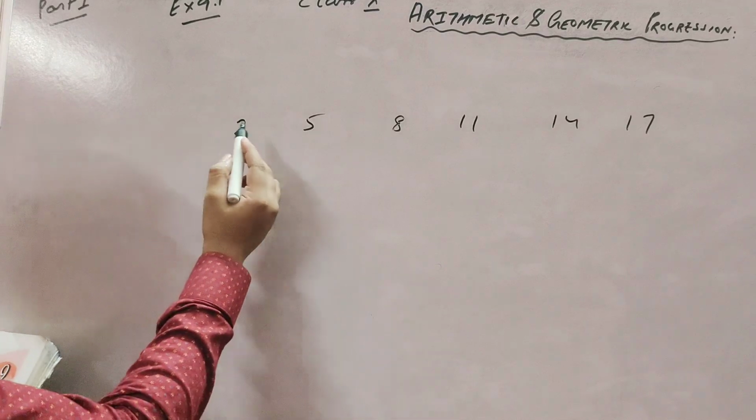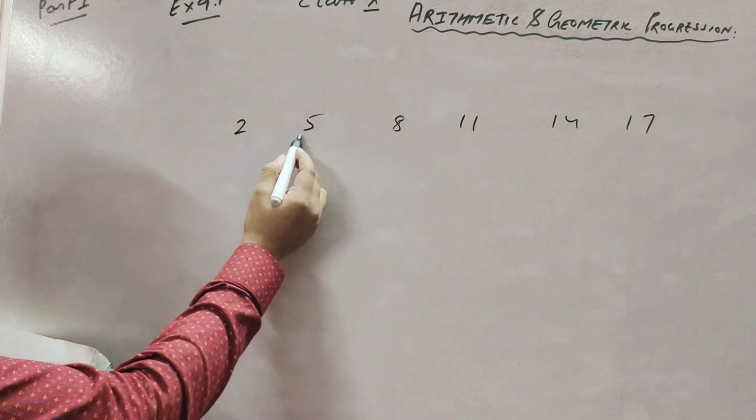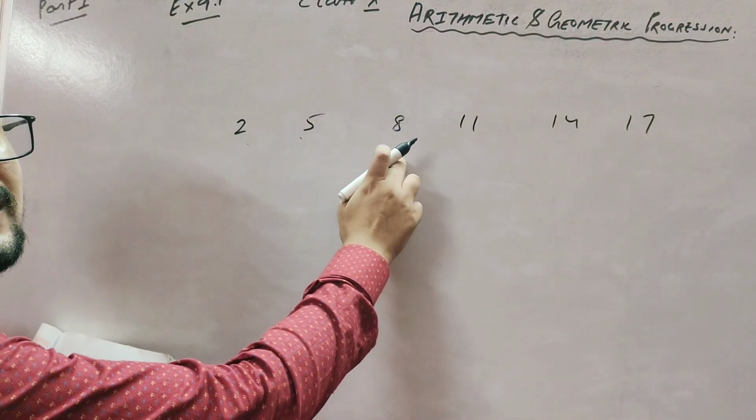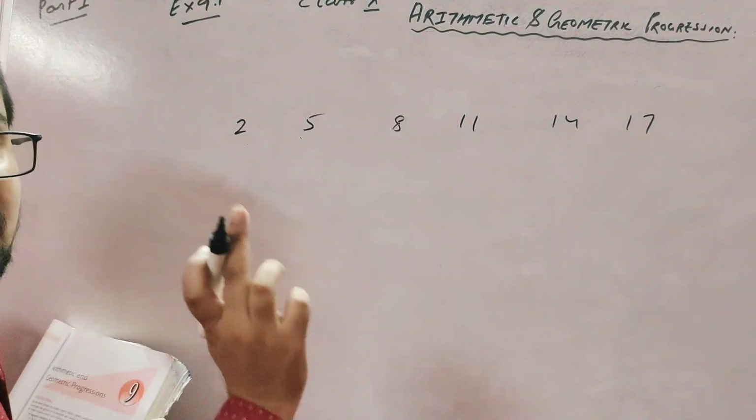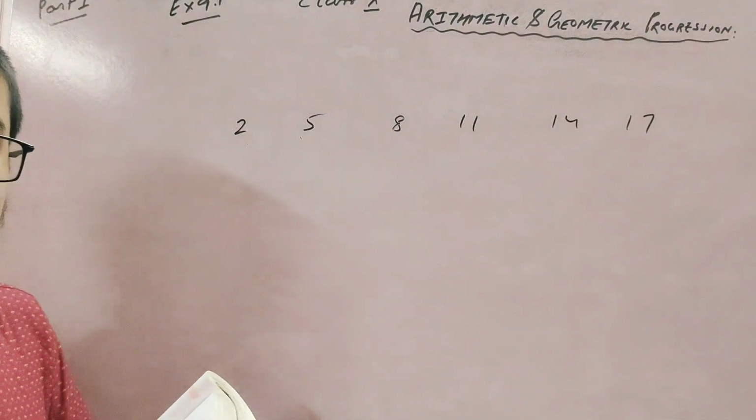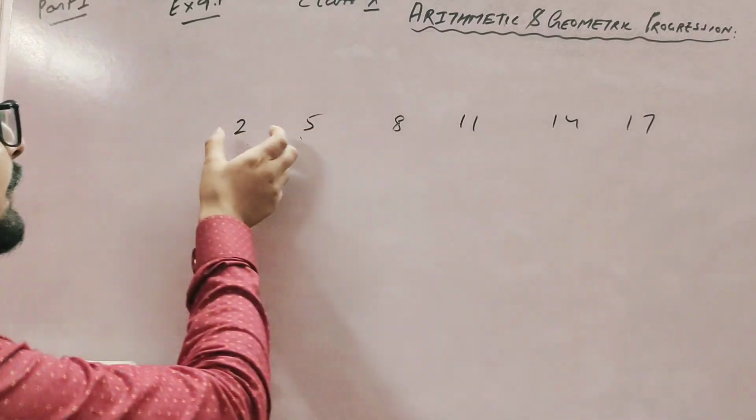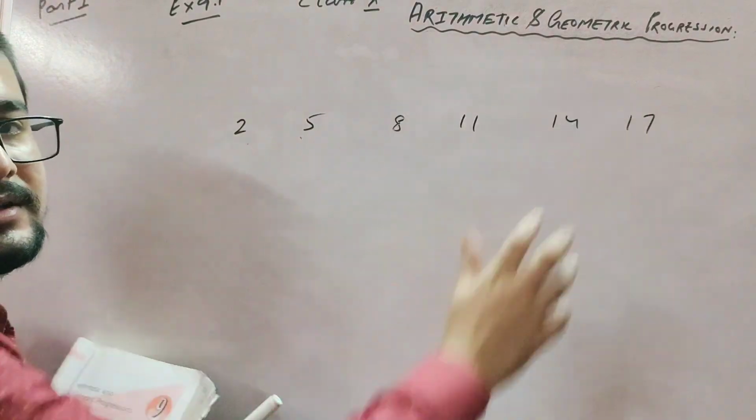Clearly, you see there is a fixed number. That's 2 plus 3, 5. 5 plus 3, 8. 8 plus 3, 11. 11 plus 3, 14. That means what? There is a fixed number added to the preceding term and the numbers are increasing.